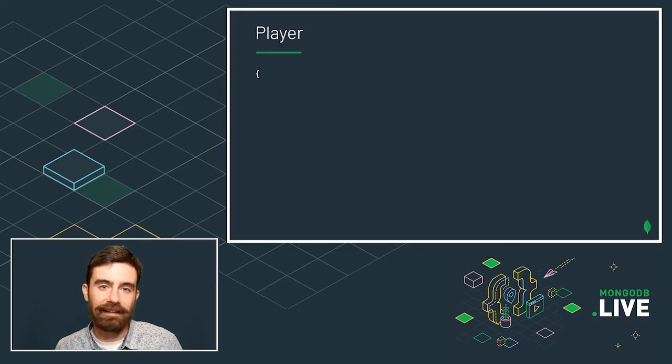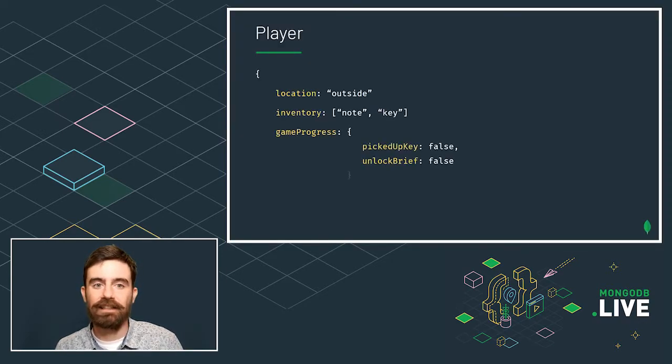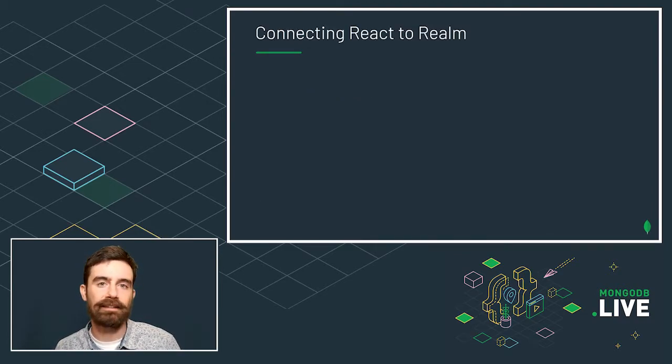So let's look at the player more in a schema view. Location is going to be a string value, inventory is going to be an array of strings, and game progress is a property with an associated Boolean, so we're keeping track of whether or not that event happened.